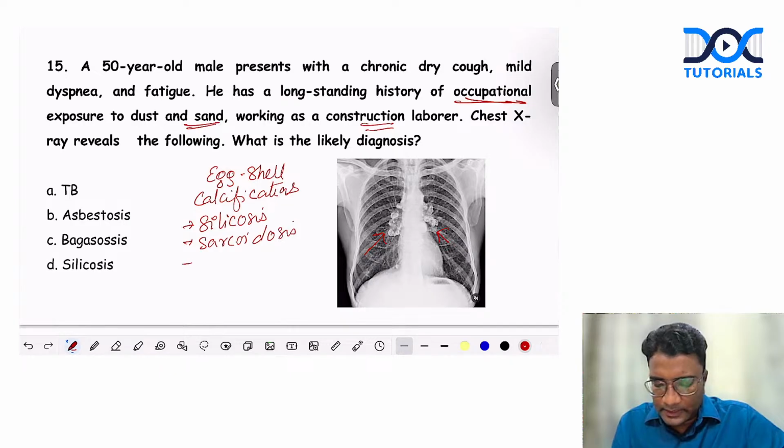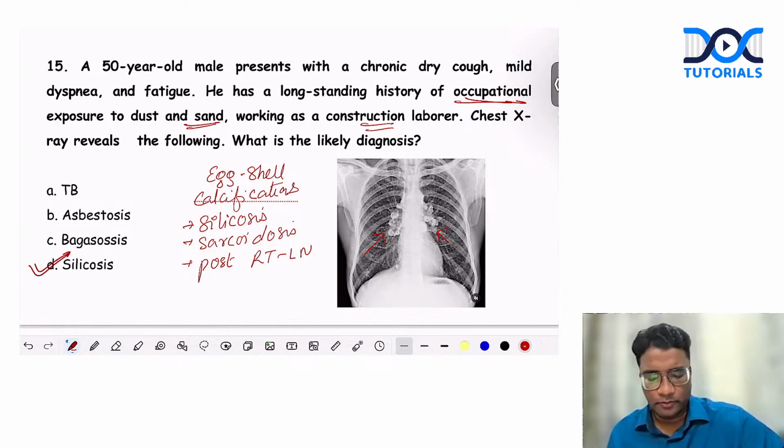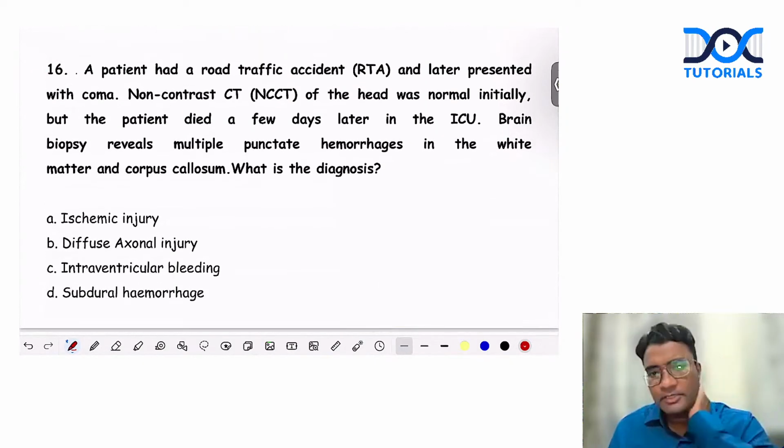And you may see this in post-radiotherapy lymph nodes, also. So classic eggshell calcifications, this is silicosis. I hope you've got that right. Next, this is something that you all must have got right.